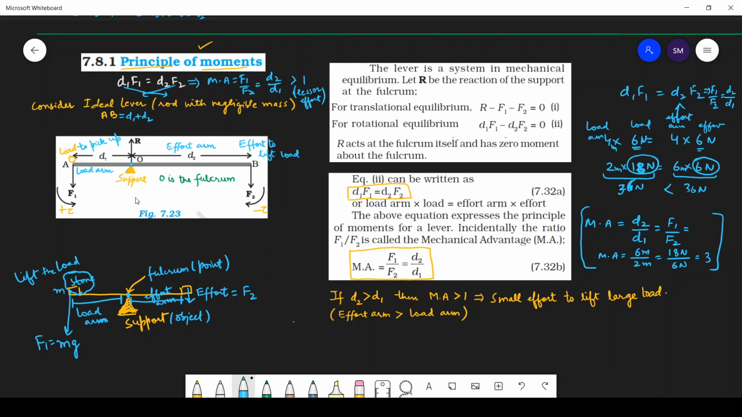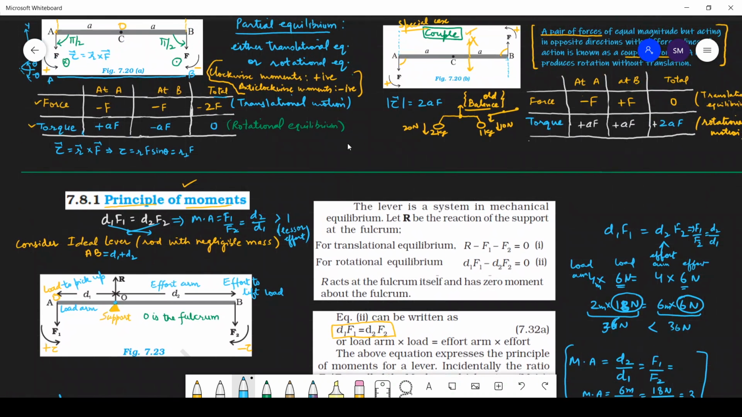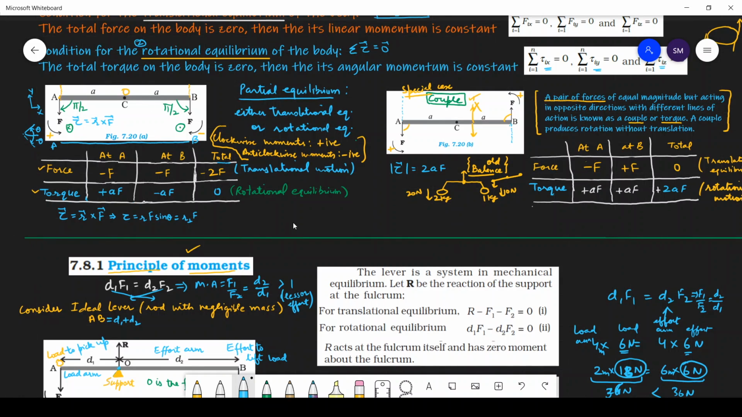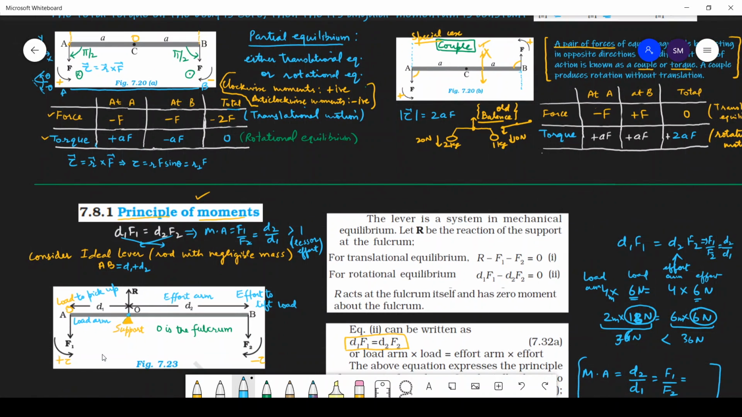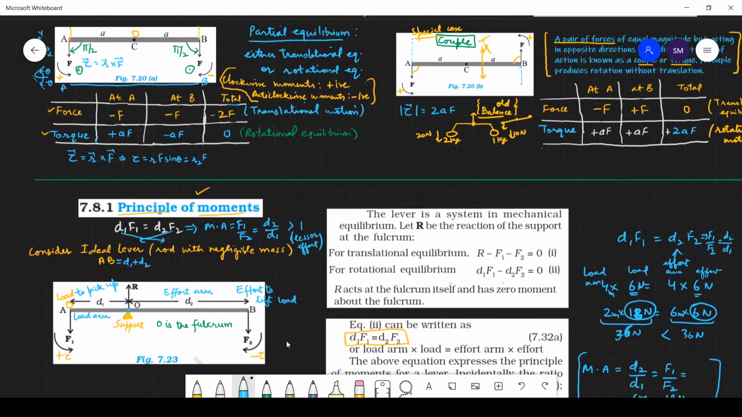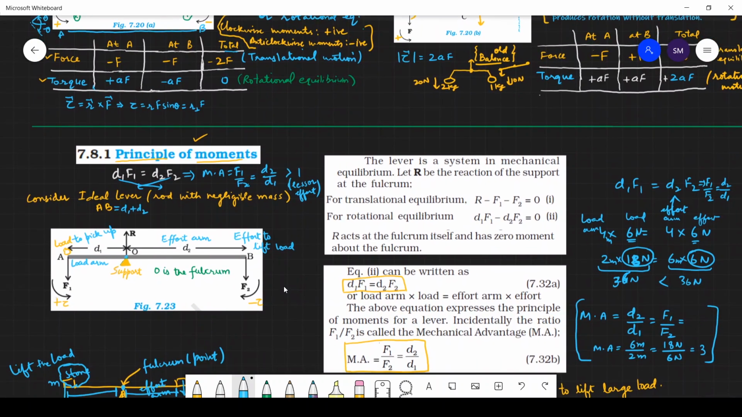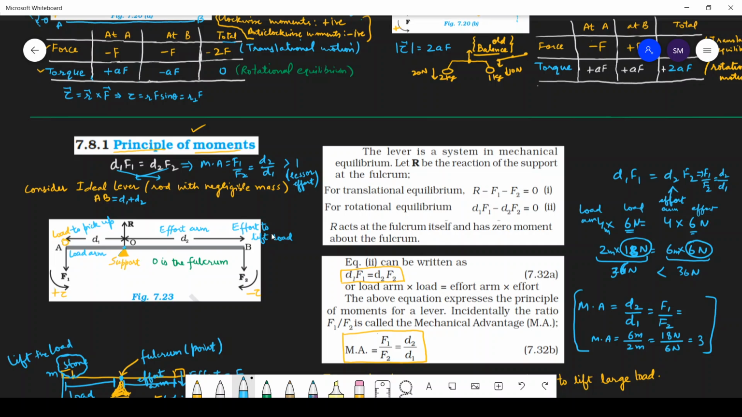If you remove this support, this will become figure 7.20a that we did earlier. If you have no support, then this will be the figure. See, this figure and this figure have only one difference. We have a support over here. This has no support, so there will be translational motion. So this support is preventing the translational motion.